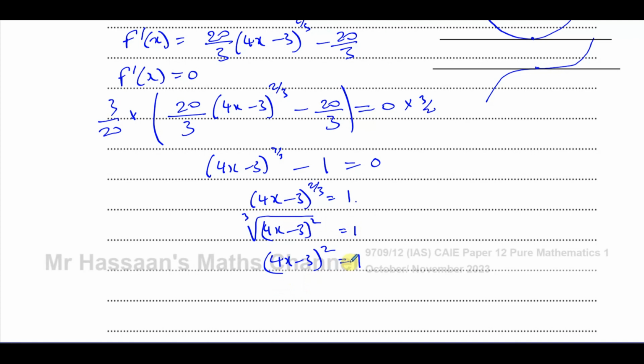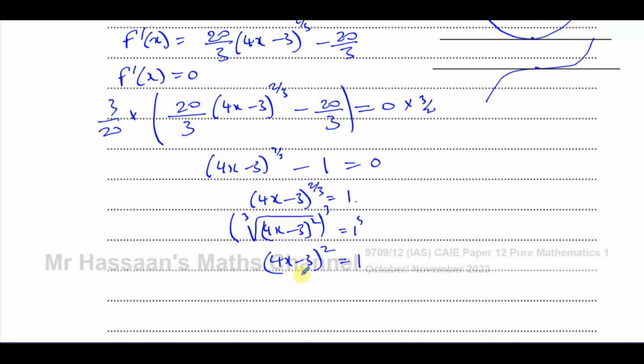And then you want to get rid of the cube root, so you have to cube both sides. So you cube this side, the cube root disappears. You cube this side, it becomes 1, since 1 cubed is 1. And here we have (4x - 3) squared equals 1.